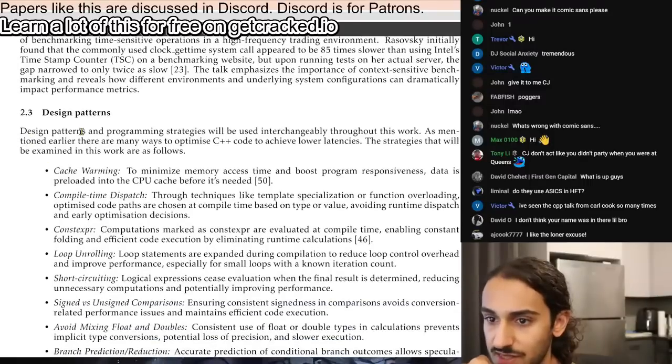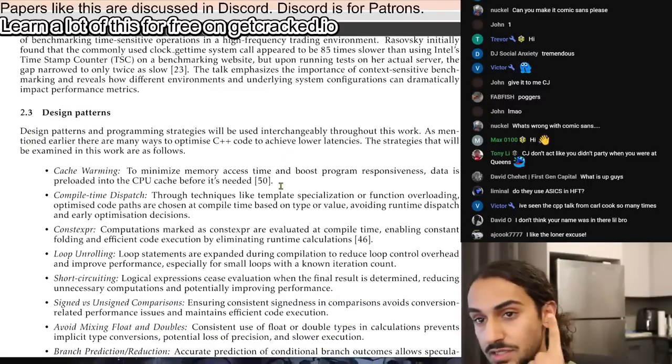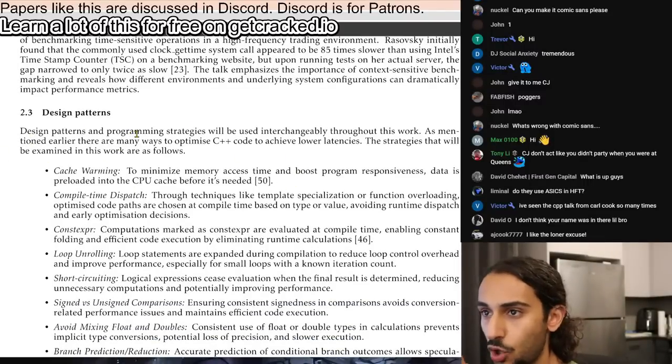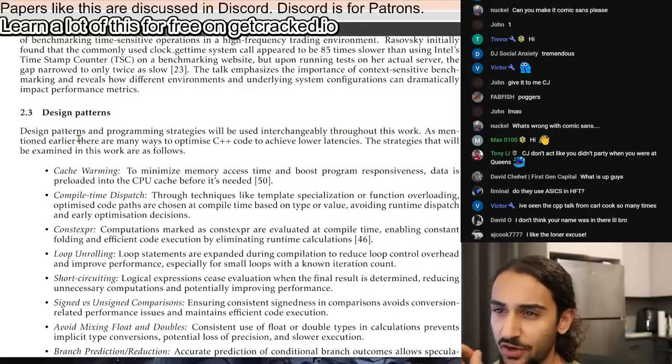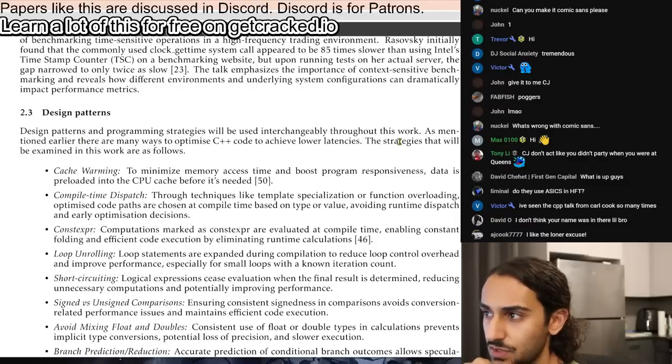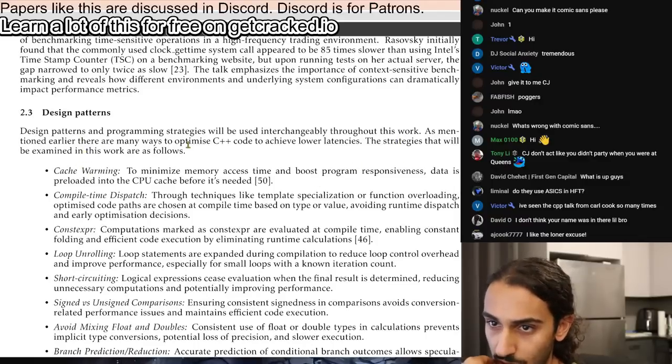So let's take a look at these design patterns. This is what we're going to be going into a lot deeper. Design patterns and programming strategies will be used interchangeably throughout this work. As mentioned earlier, there are many ways to optimize C++ code to achieve lower latencies. The strategies that will be examined in this work are as follows.